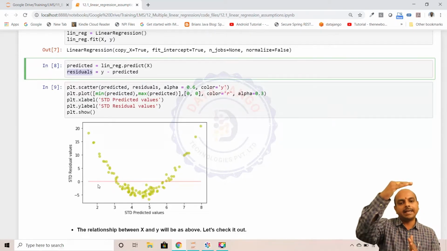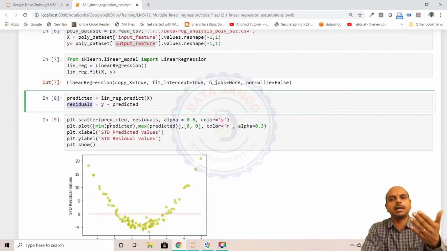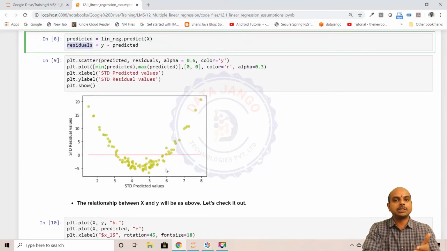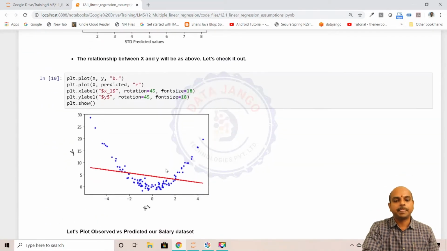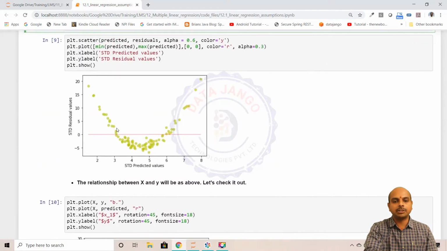When the residual is high, that means the linear regression line was drawn very far from the data point. If the residual is low, the linear line is drawn very close to the data point. So I said that this is going to represent the original data's pattern. Here I have got a parabolic pattern. So let us see what the pattern or relationship is between the original x and y. When I plotted the original x and y, you see there is a non-linear relationship, the same parabolic relationship.